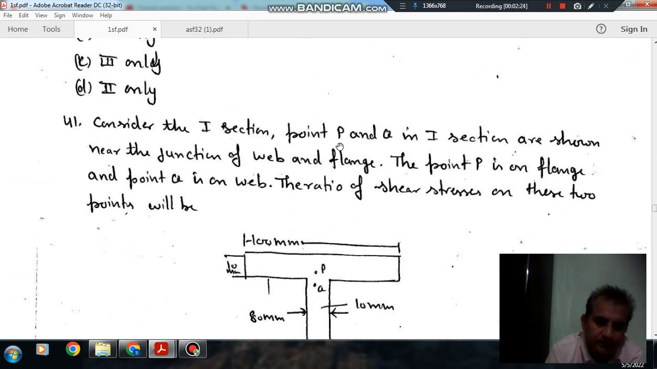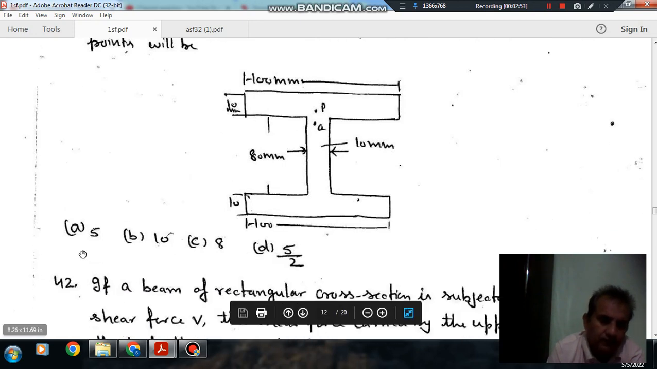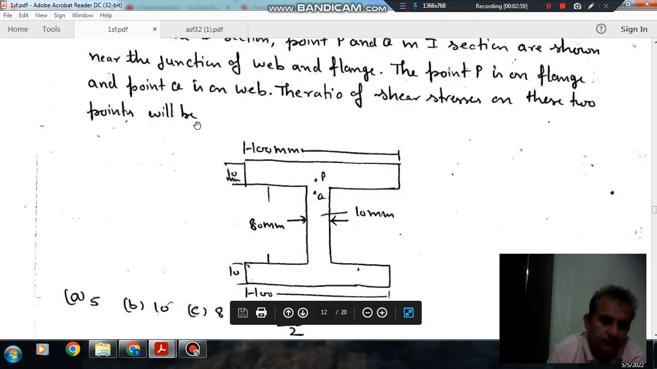Next, consider the I section. Points P and Q in the I section are shown near the junction of the web and flange. The point P is on the flange and the point Q is on the web. The ratio of shear stresses at these 2 points will be. The dimensions are 100 mm, 10 mm, and 80 mm, with 10 mm and 100 mm as shown. The options are A: 5, B: 10, C: 8, D: 5 by 2.